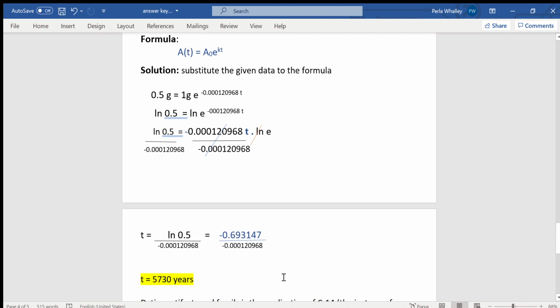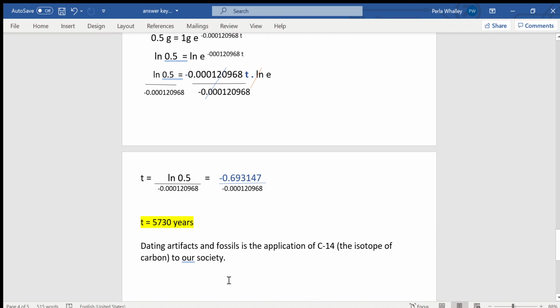The final answer is the age of the artifact is 5,730 years. It is 573 years in your module, but it is just a typo. The 0 was misprinted. So the correct answer is 5,730 years. Dating artifacts and fossils is the application of carbon-14, the isotope of carbon, to our society.